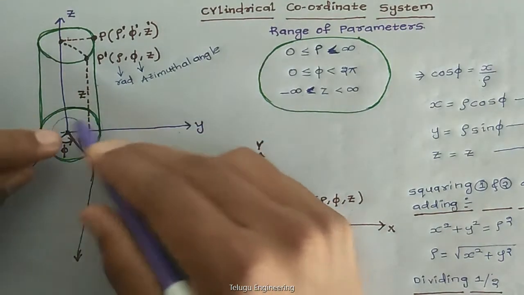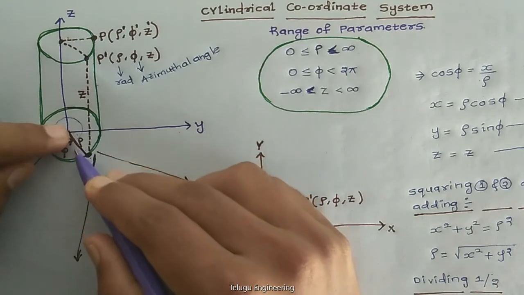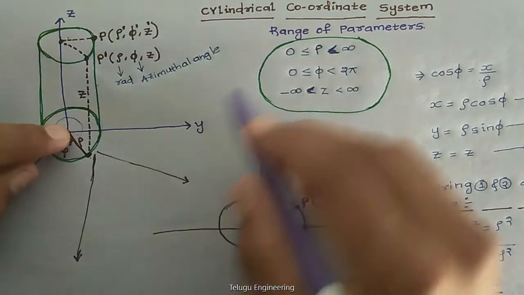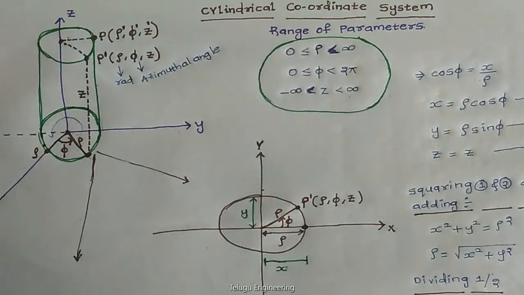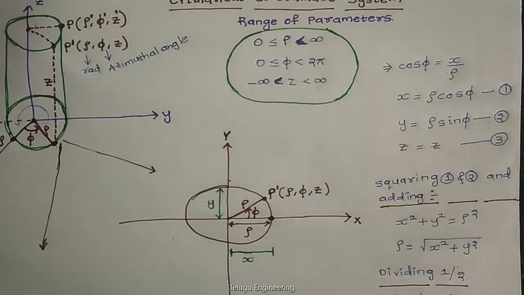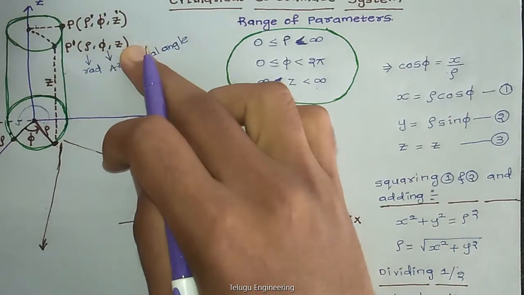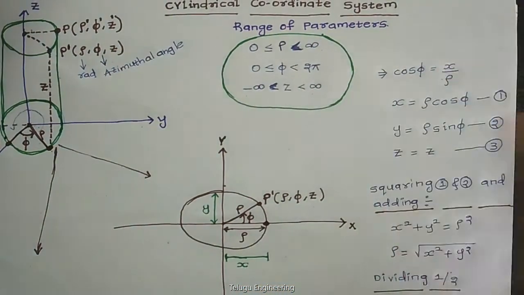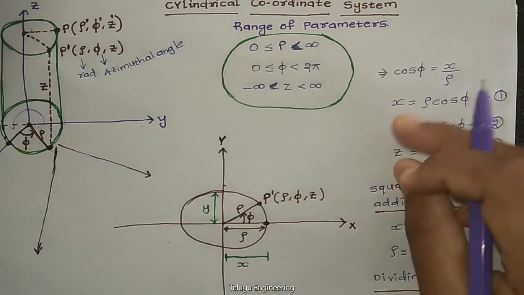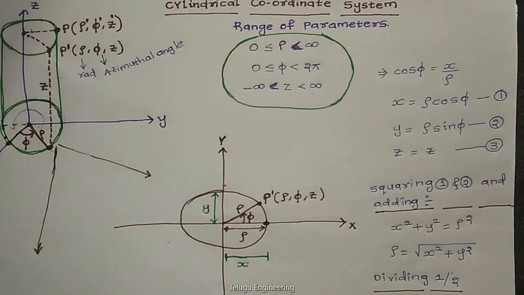That means the bottom of the cylinder is not at the origin. This height can go from minus infinity to infinity. Now our task is to find these three parameters rho, phi, z in terms of the Cartesian coordinate system. That means we have to find a relation between x, y, z and rho, phi, z.